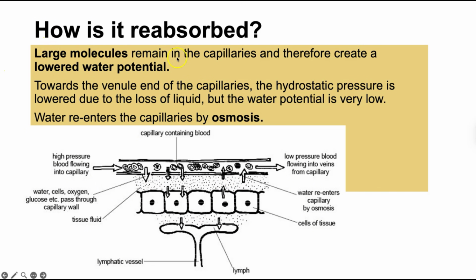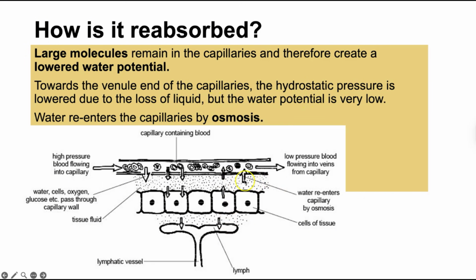Because those proteins remain in the blood in the capillaries, you end up with a much lower water potential at the venous end of your capillary compared to the water potential of the tissue fluid. And that is how water can then move from the tissue fluid back into the capillaries by osmosis. Now, in terms of mark scheme language, you must say it's water that is re-entering, not tissue fluid. So it's water that is entering by osmosis because of this decreased water potential.